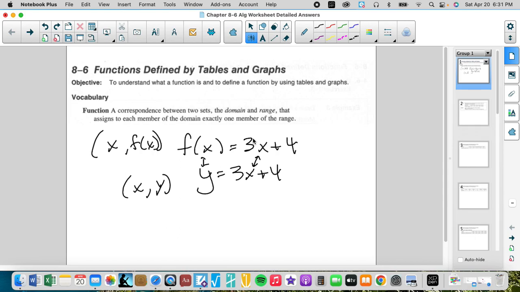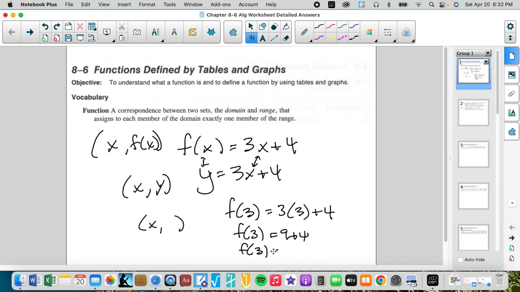The nice thing about this is if we want to define f of 3, meaning my x value is 3, we plug in 3 for x, and then we get f of 3 equals 9 plus 4, or f of 3 equals 13. So when we put in an x value of 3, we get a y value of 13. We can see what we're plugging in because that's what went in for the x value.